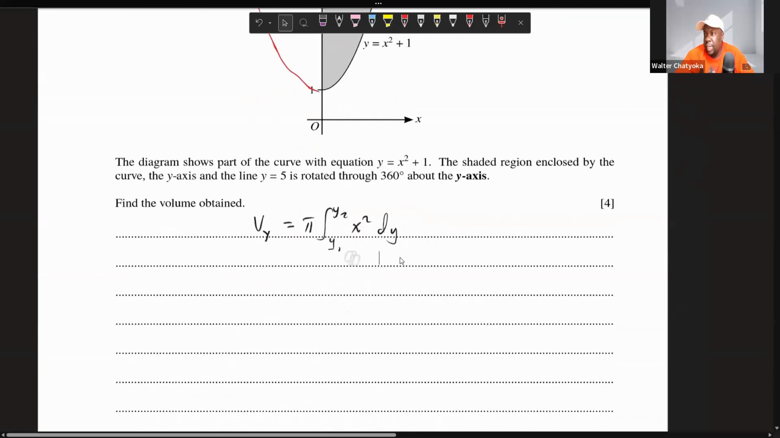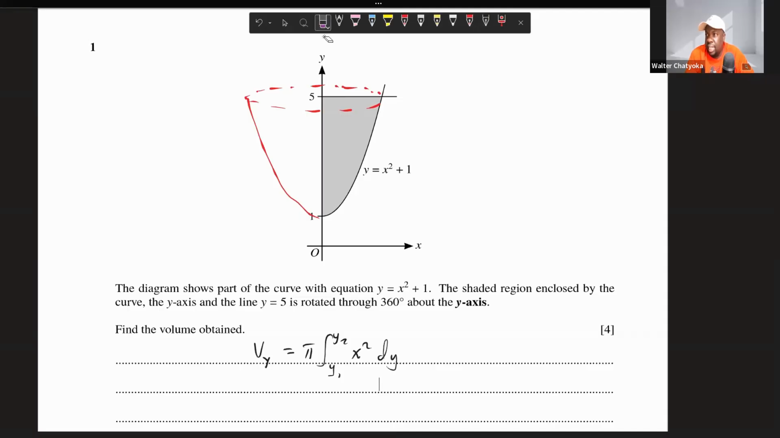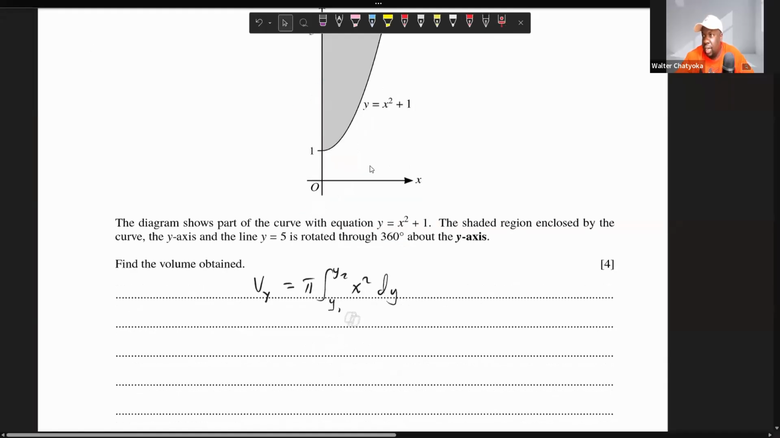So, what are the limits? The limits are well defined in this case. Let me just erase this. And these are from 1 up to 5. So basically, we are saying that the volume is pi times the integral from 1 up to 5 of x squared.